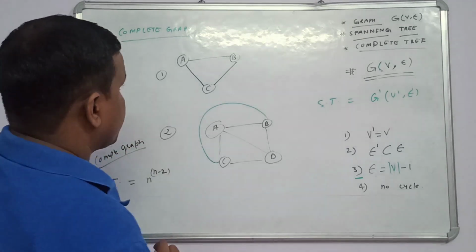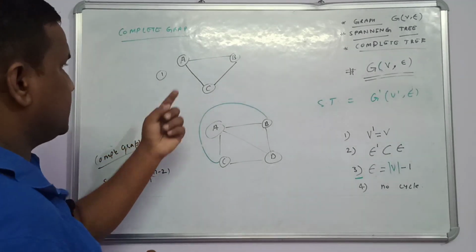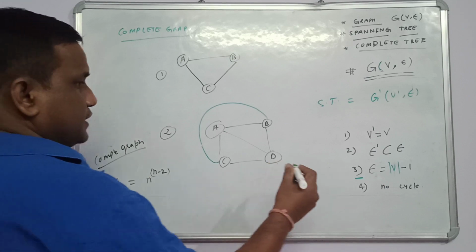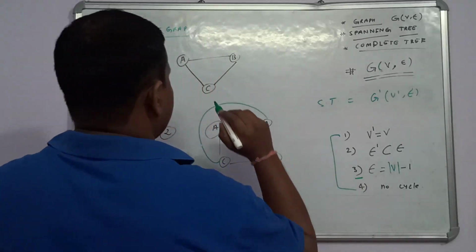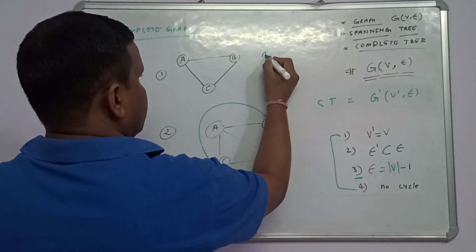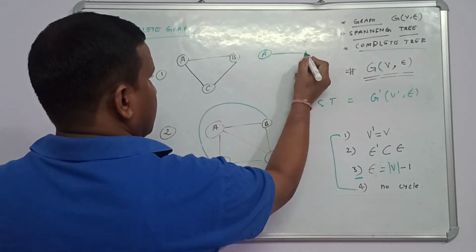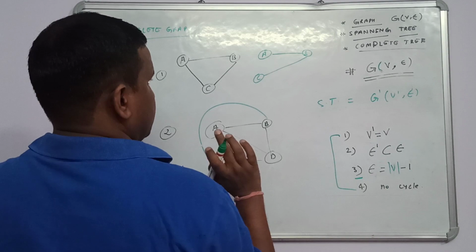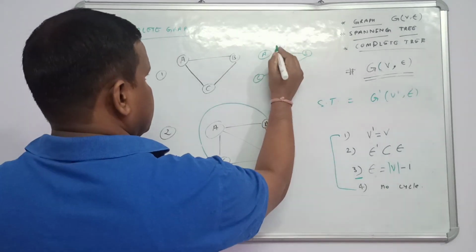Okay, let's take an example first to form a spanning tree. Spanning tree conditions are all these 4. So there must not be any cycle. Okay, this is one option.